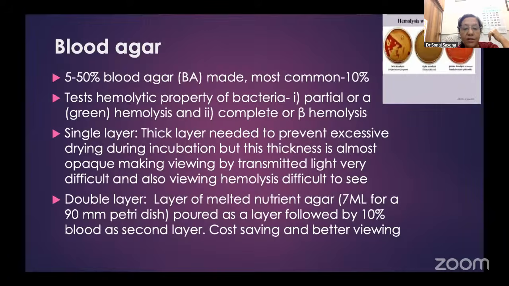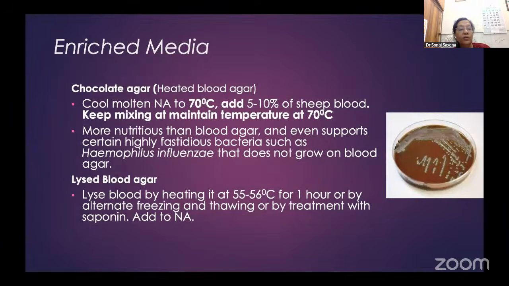And you will not be able to appreciate the hemolysis so well, because it will block the light against which you are seeing hemolysis. Double layer is that you pour a layer of melted nutrient agar, say 7 ml, followed by 10% blood as a second layer if you're making a 10% blood agar. This requires less blood, and because it's got a solid white background, it gives you a better viewing of the hemolysis or even of the pigment. So even if you have a diffusible pigment, it gives you a good view.